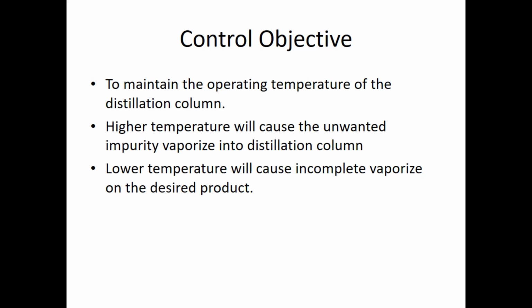Next is the control objective. The objective of the control system is to maintain the operating temperature of the distillation column. This is very important because the efficiency of the distillation column depends on the temperature. A higher temperature will vaporize unwanted impurities into the distillate product, so that the desired component in the distillate product will be mixed up with impurities. In the other case, if the temperature is lower, it will cause the desired product to not fully vaporize, which remains in liquid form and exits as bottom product, so the amount of distillate product will decrease.